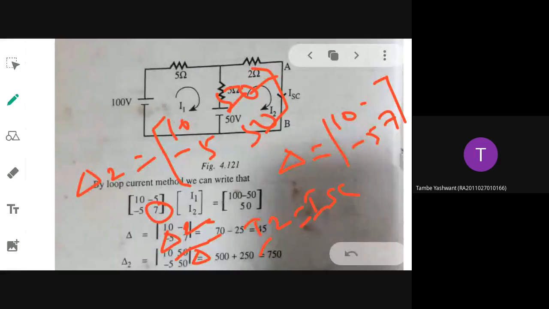Ma'am, 16.66 ampere. I2. All have got 16.66 ampere. Yes, ma'am. 16.66. Let us check the answer. Okay, so 16.67 ampere is your Norton's current or ISC.